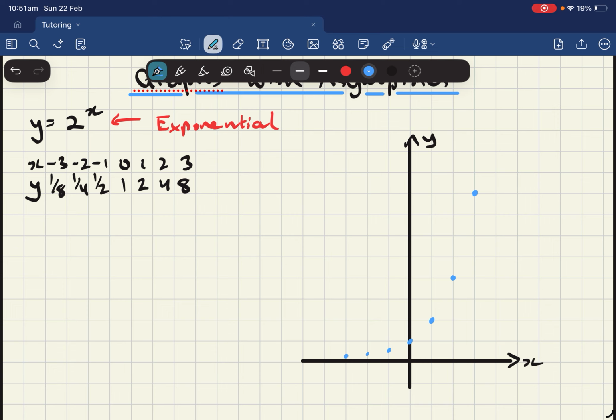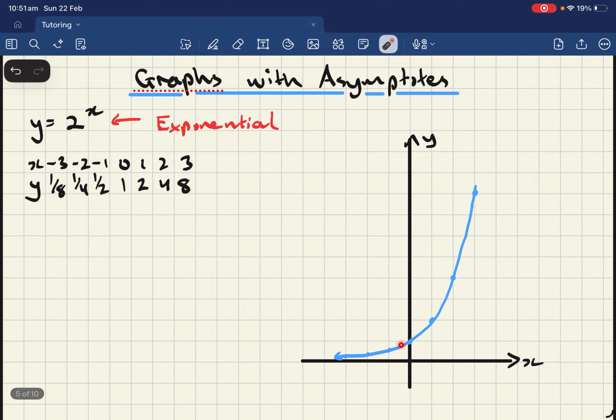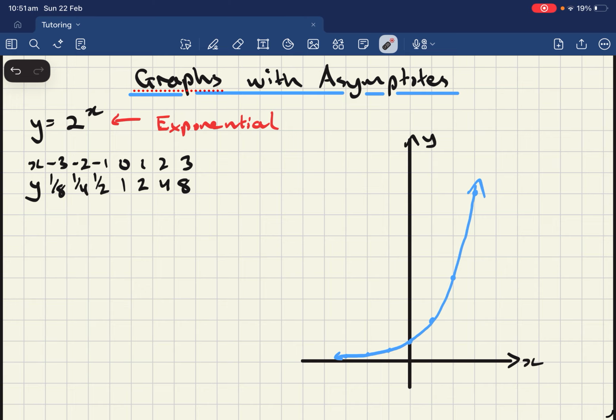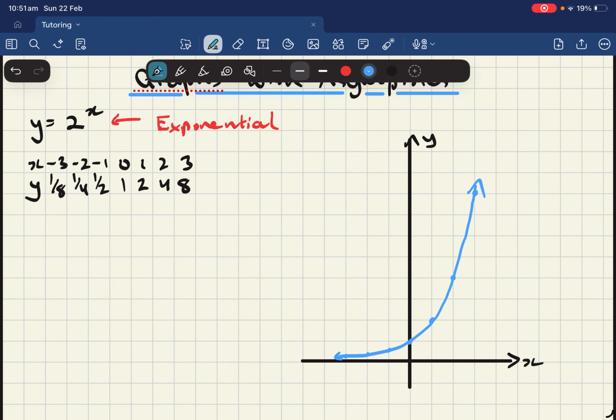Now, joining up the dots, we're going to try to draw a smooth, continuous curve that passes through all of these points. And you can see that over here on the left, it appears as though it's getting closer and closer and closer to the x-axis. And on this side, it's going up quicker and quicker and quicker with each one step in x. Now, this is the graph of our exponential function y equals 2 to the power of x.